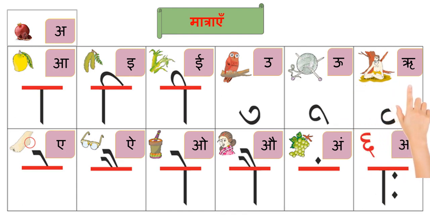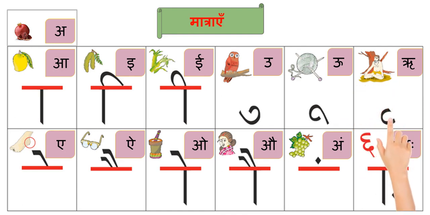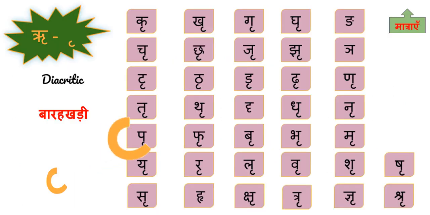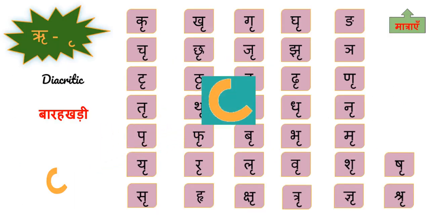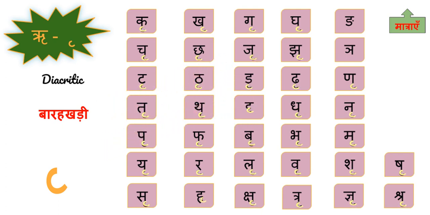Rishi wala ri. This diacritic simply looks like our English C. When this matra is added to the consonants, they look like this, and they will be read in one eye blink time like kri, kri, gri, gri, etc.